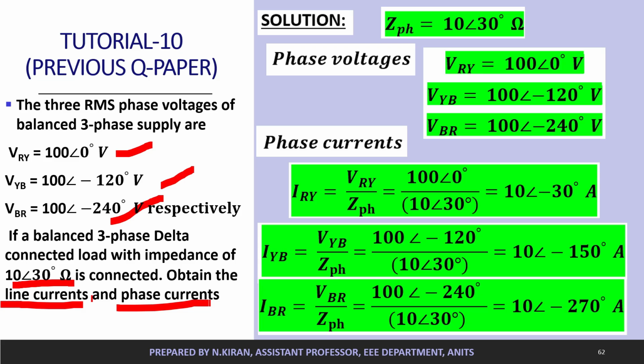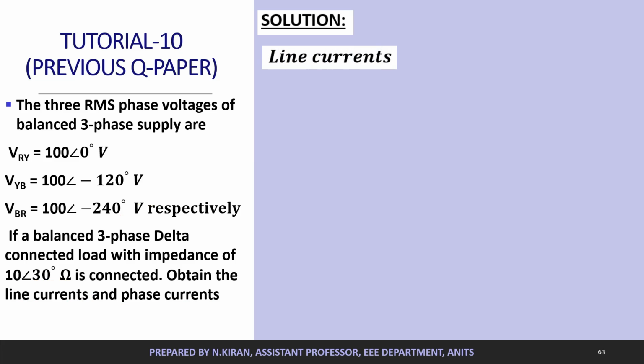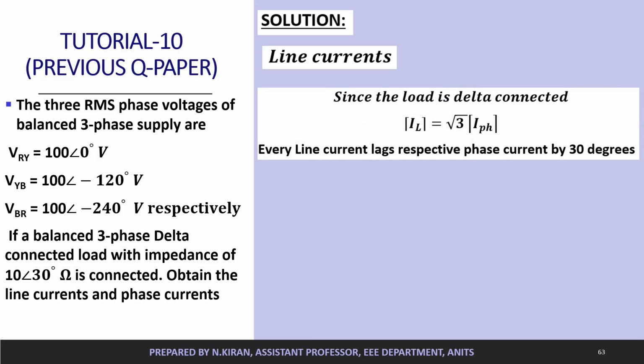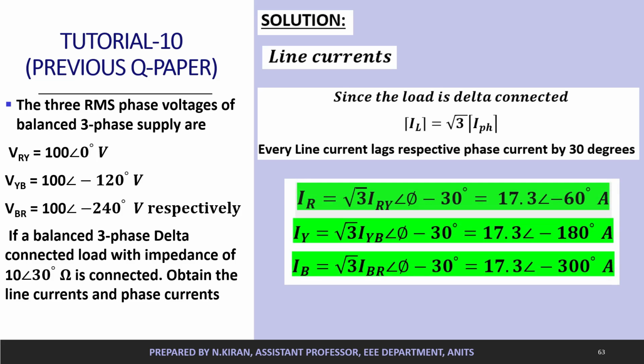So after finding the respective phase currents, in delta connected system, the magnitude of line current is equal to root 3 times the magnitude of phase current. And every line current lags the respective phase current by 30 degrees, by which you'll get the values for line currents IR, IY and IB.